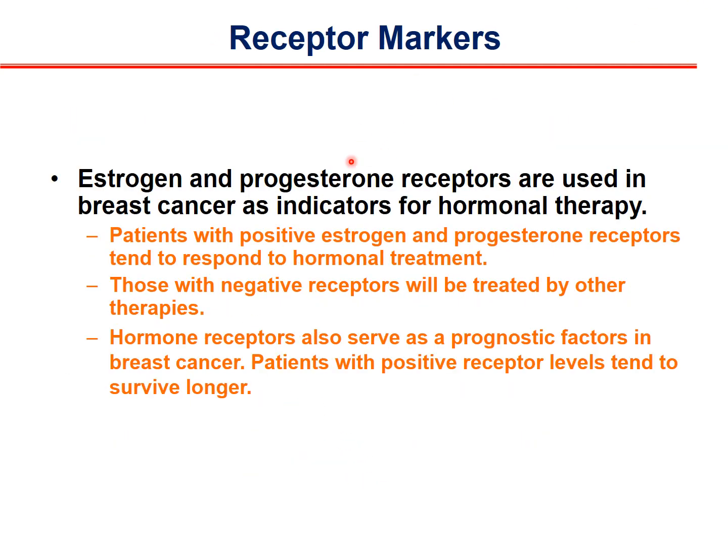Receptor markers, that's estrogen and progesterone receptors, are used in breast cancer as indicators for hormonal therapy. Patients with positive estrogen and progesterone receptors tend to be responsive to hormonal treatment. Those with negative receptors will be treated by other therapy. The hormone receptors also serve as a prognostic factor in breast cancer. Patients with positive receptor level tend to survive longer.